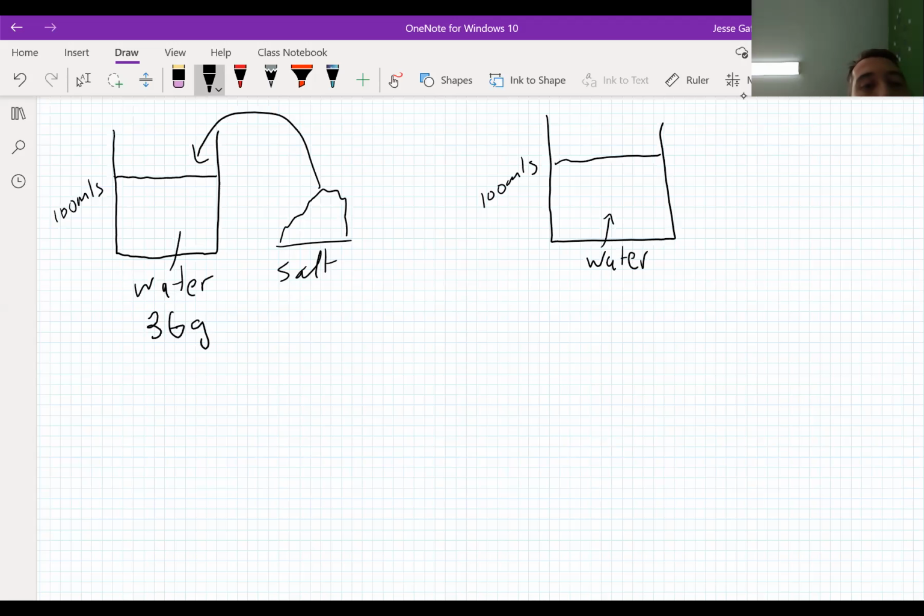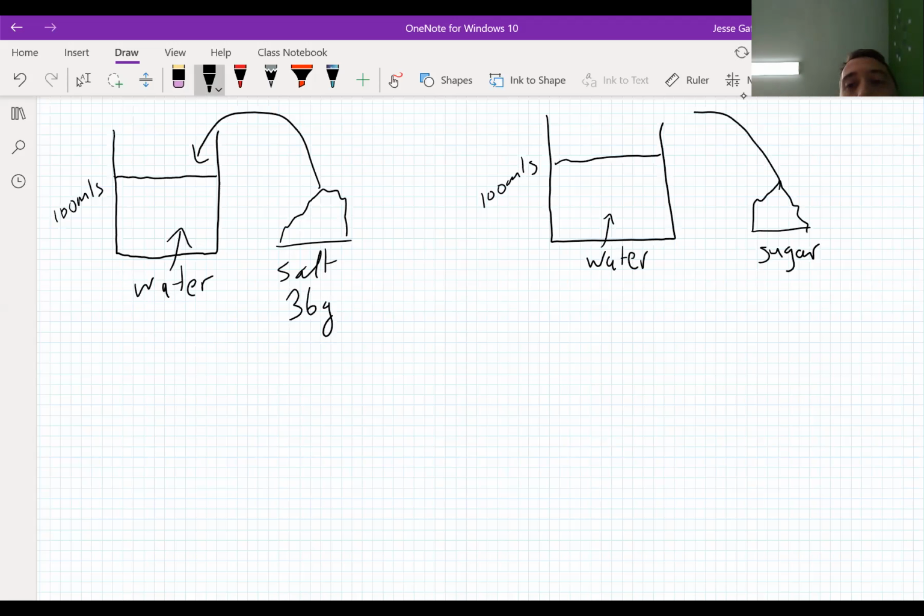Okay, and that was water too. And just over here, I should probably write 36 grams under the salt, because it's 36 grams of salt that can dissolve. I'm going to take a different substance. I'm going to take a pile of, instead of salt, I'm going to use sugar.